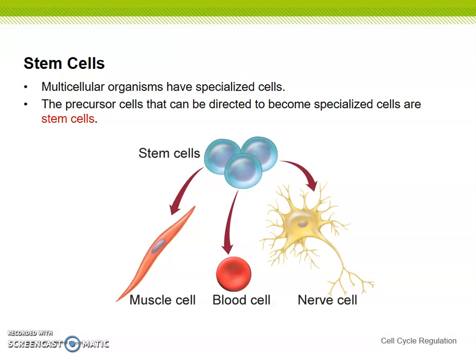Moving on to stem cells. Multicellular organisms have specialized cells, but before those specialized cells develop, they come from cells known as stem cells. Those are the precursor cells that have the ability to look different, to develop into a muscle cell, or a blood cell, or a nerve cell, or any other kind of cell that the body needs.